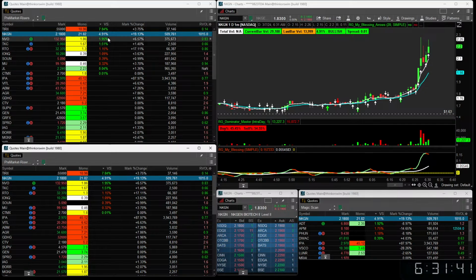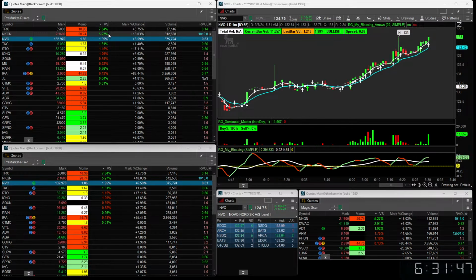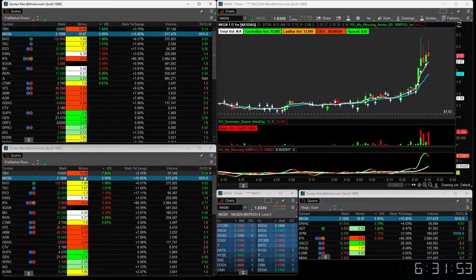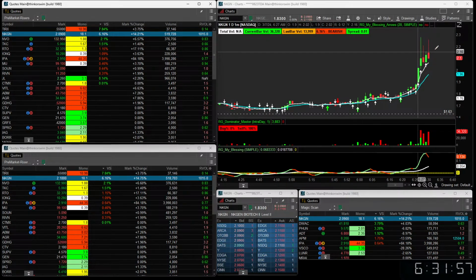I'm seeing something else moving here. I'm going to check it out real quick. NVO. Low volume. Still moving though. Tall wicks on the top of these candles is not a good sign.